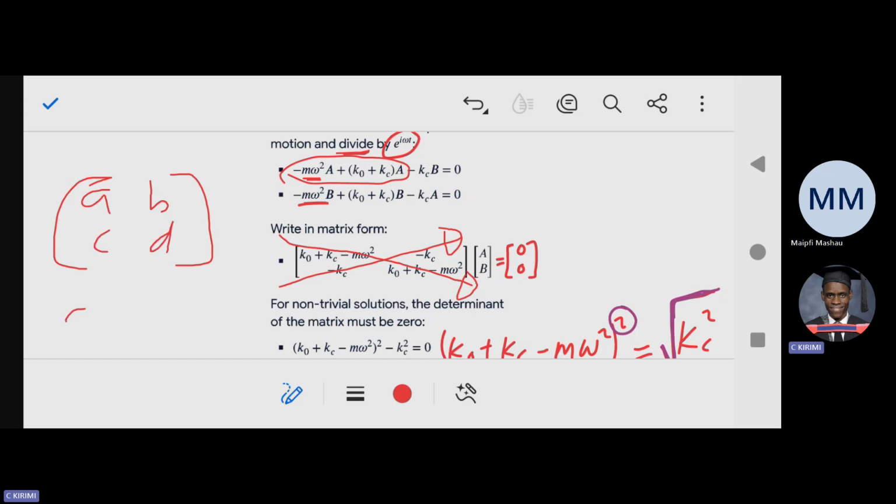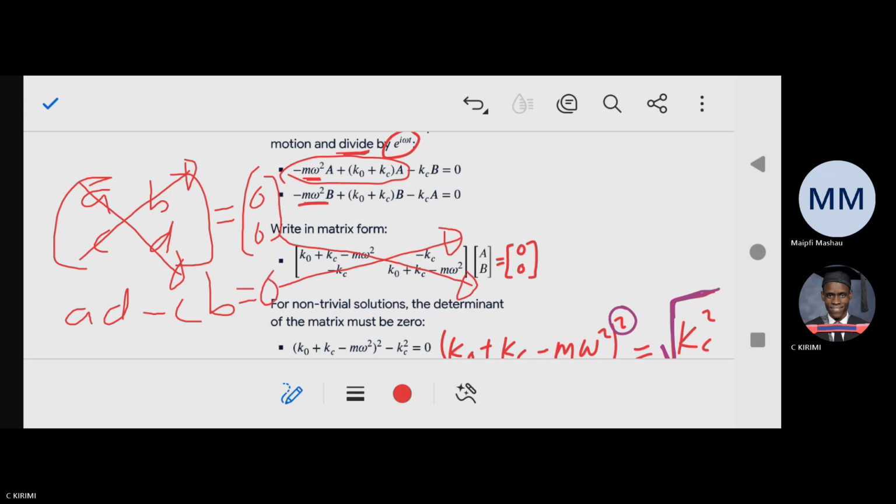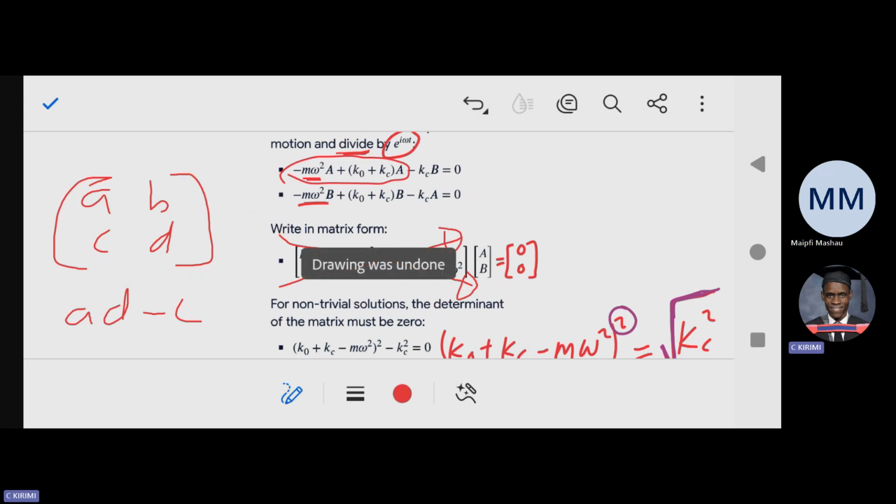Determinant, we know that it's AD minus CB, which means this minus that. That's how we calculate the determinant of a 2 by 2 matrix. And in that case, if it was equal to 0, you know that this is equal to what? 0. Then you solve. Yes, that's the mathematics that we are using here.